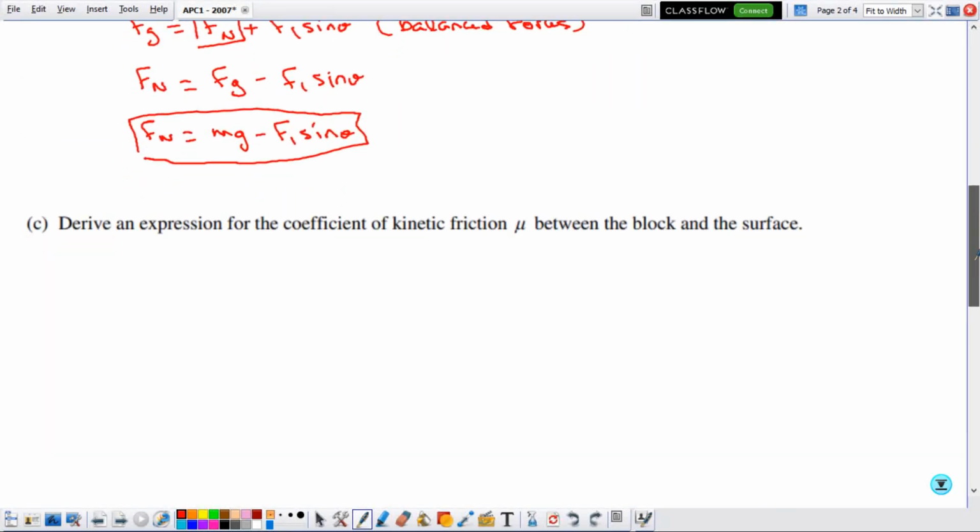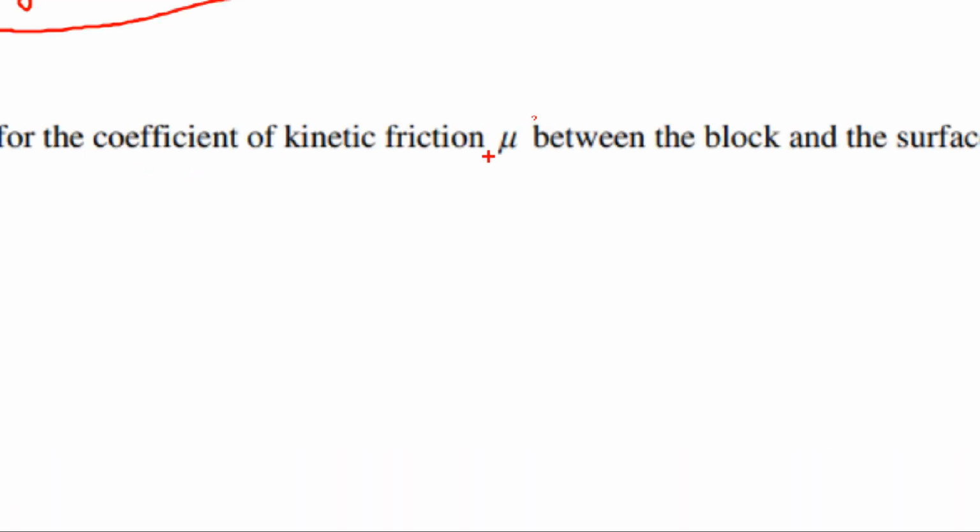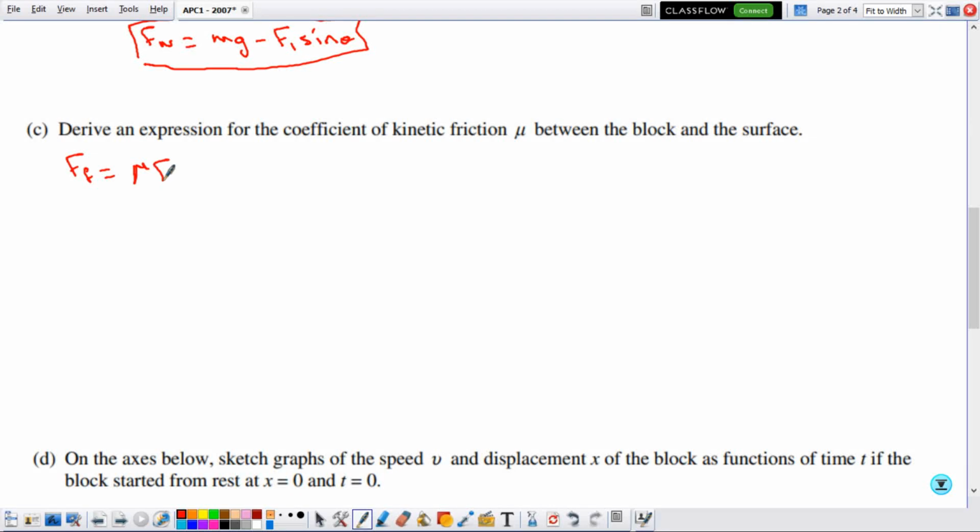Now in part C, derive an expression for the coefficient of kinetic friction between the block and the surface. In this case, we know that friction is given by the coefficient of friction, kinetic friction denoted by mu, multiplied by the normal push. Then we are interested in determining the expression of mu. Then mu can be written as the force of friction divided by the normal push.